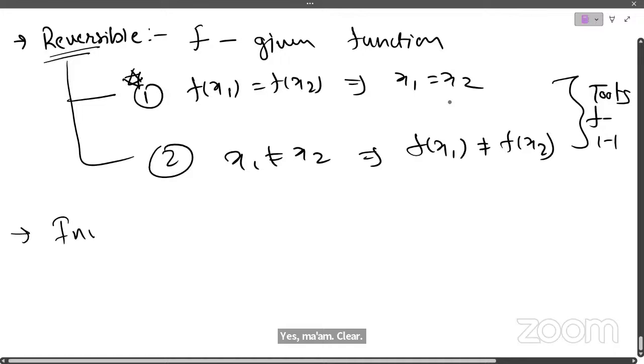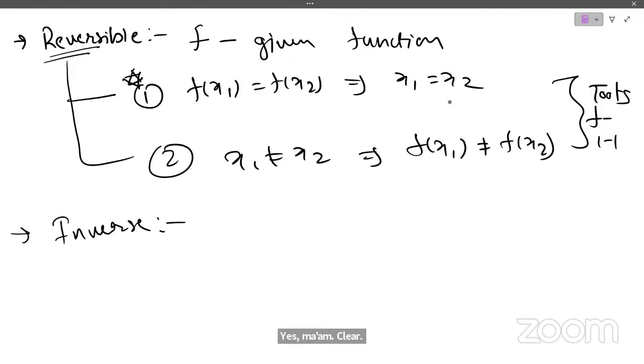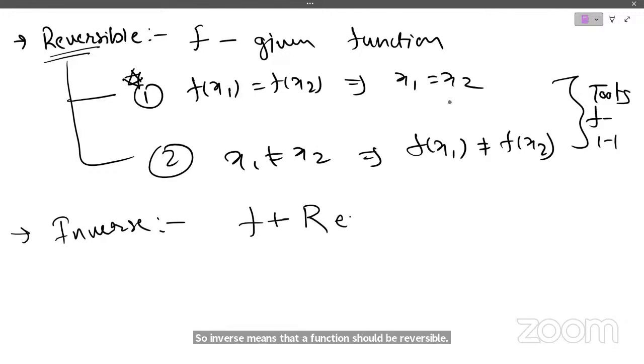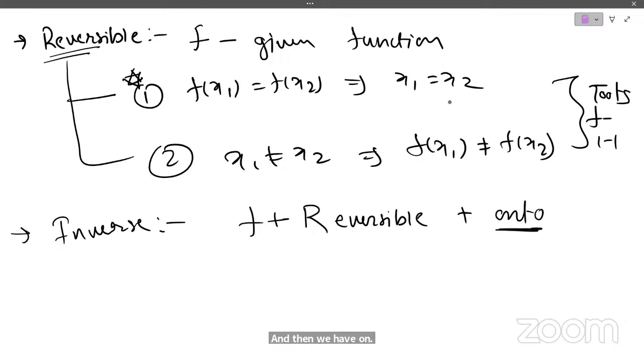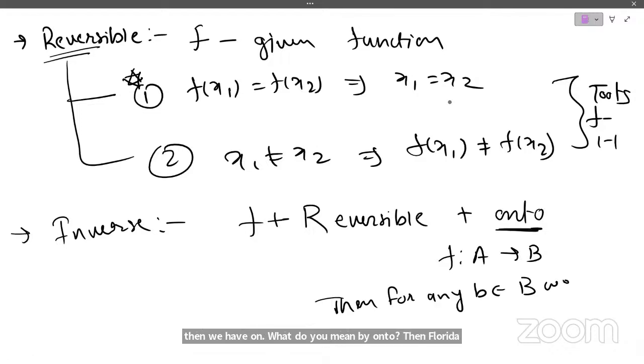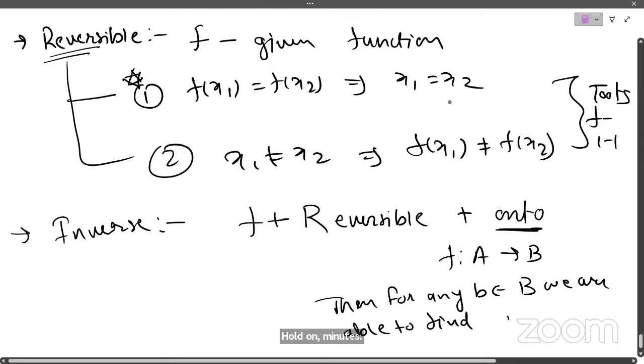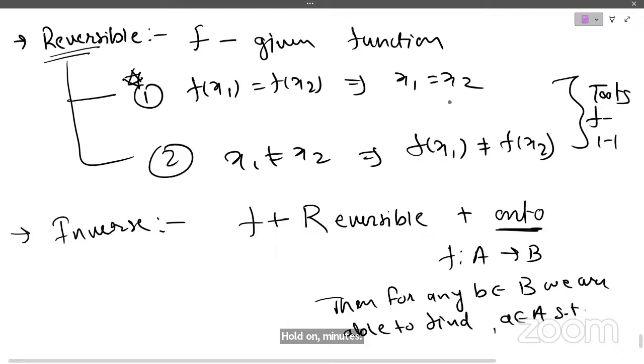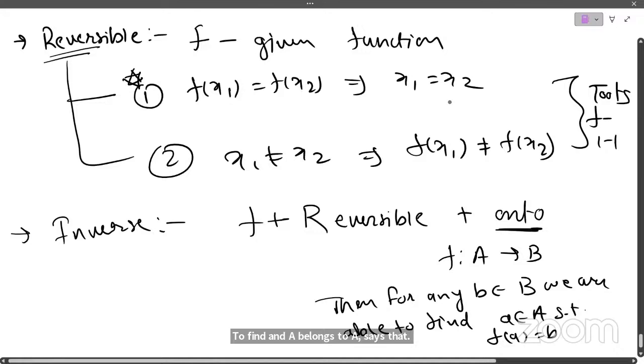Now, what do you mean by inverse? So inverse means a function should be reversible. First of all, we have a function, then we have reversible, and then we have onto. What do you mean by onto? Onto means if you have a function from A to B, then for any b belonging to B, we are able to find an a belonging to A such that f of a is equal to b. So that means every b has a pre-image, correct?